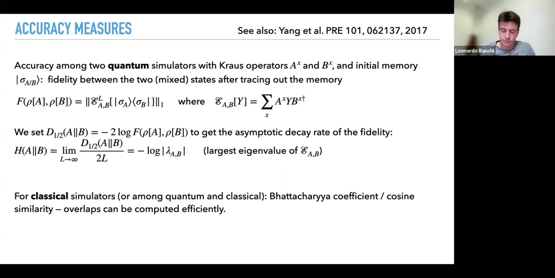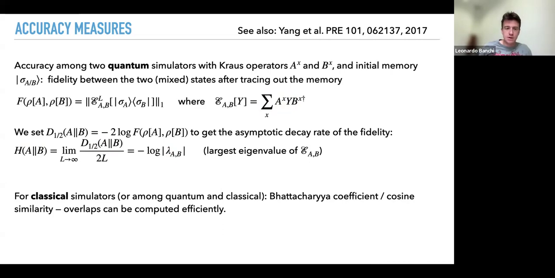And basically what you realize is that this power here decays. So this fidelity decays exponentially as a function of L, where L here is the number of times. And so you can also study the decay rate, and this is what I call here H of A given B, as the limit for L going to infinity of this divergence here, which is like a Renyi divergence. And this can be computed explicitly given the largest eigenvalue of this map.